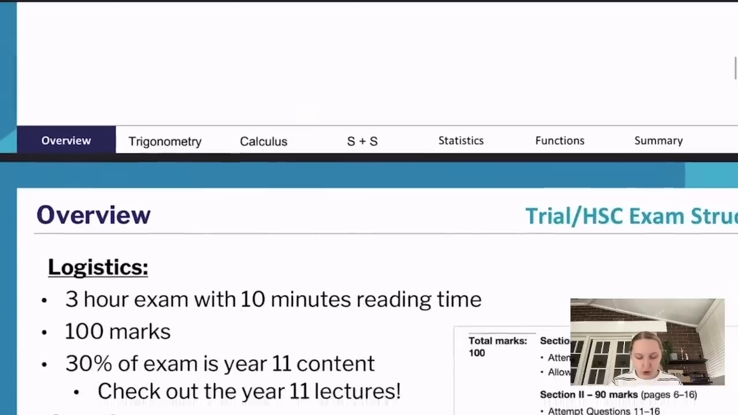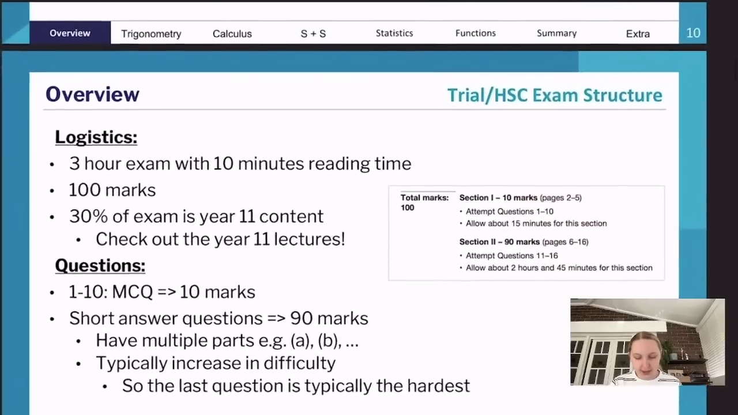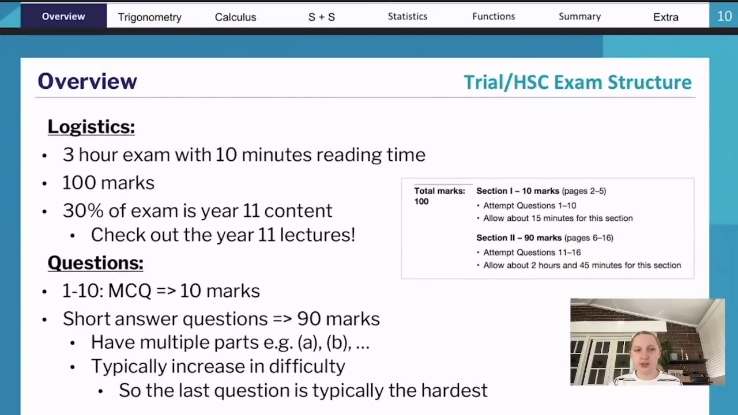Okay, so the next thing we're going to quickly talk about is the logistics of doing a maths exam, a 3-hour maths exam. For most of you, your first 3-hour maths exam will be your trial. That can be super, super daunting, but I promise you, it's not that bad. I feel like once you get into the exam and you're sitting in your exam room, you sort of forget that it's 3 hours.